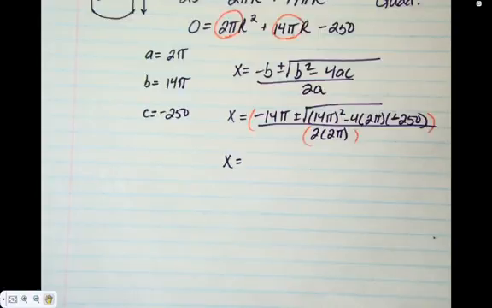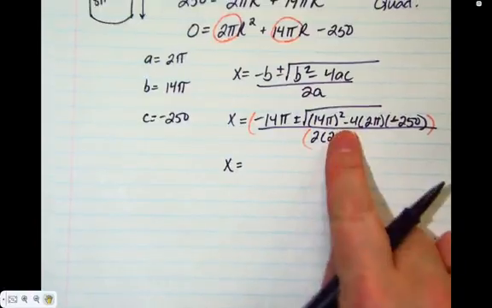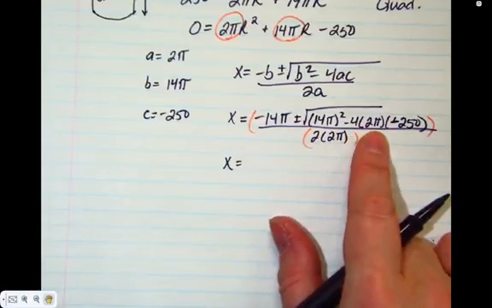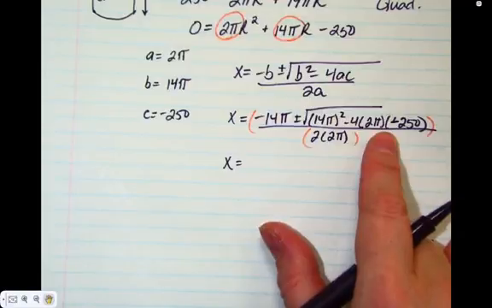Perhaps we will start over and I will read out what we're going to punch in. Let's clear our home screens. You may need to bracket, you may not, depending on your system. Bracket. Negative 14 pi plus square root, open bracket, 14 pi, close bracket, squared, subtract 4, open bracket, 2 pi, close bracket, open bracket, negative 250, close bracket.